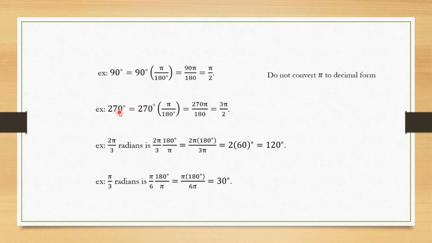270 degrees, same idea. We're going to convert this to radians. We multiply by pi over 180. We get 270 pi over 180. And it turns out 270 is 90 times 3.